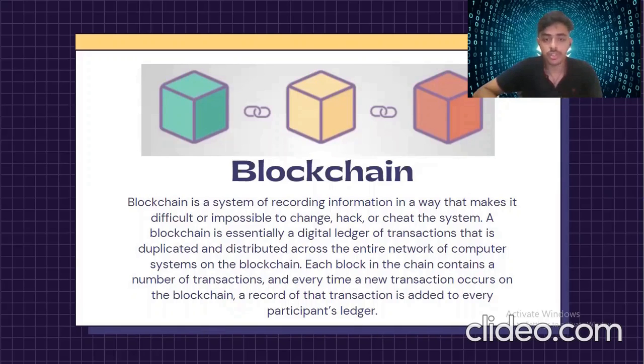Blockchain is basically an essential digital ledger of transactions that is duplicated and distributed across the entire network of computer systems. Each block in a chain contains a number of transactions, and every time a new transaction occurs in the blockchain, a record of that transaction is added to that ledger. If you don't understand blockchain, you can go through YouTube tutorials and search directly. There are a lot of good Medium articles which will explain it from the basics.